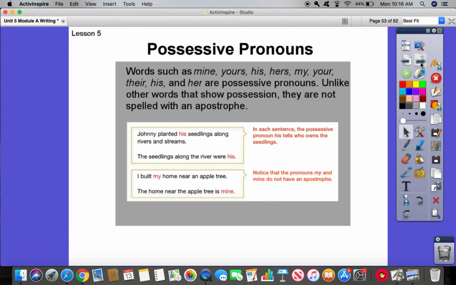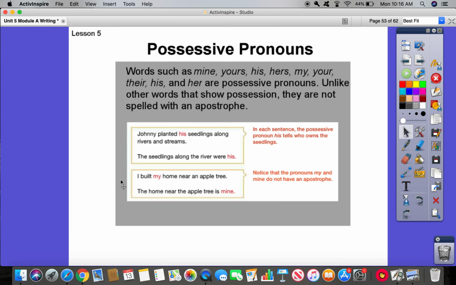Possessive pronouns. Words such as mine, yours, his, hers, my, your, their, his, and her are possessive pronouns. Unlike other words that show possession, they are not spelled with an apostrophe. Let's look at our examples. Johnny planted his seedlings along rivers and streams. The seedlings along the river were his. In each sentence, the possessive pronoun his tells who owns the seedlings.